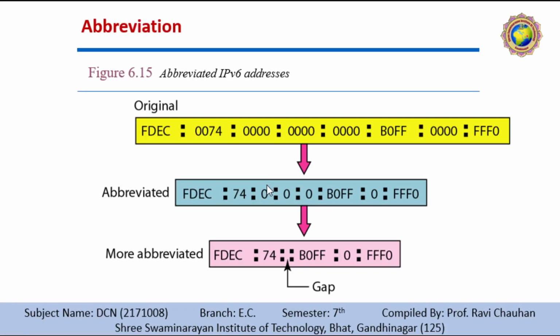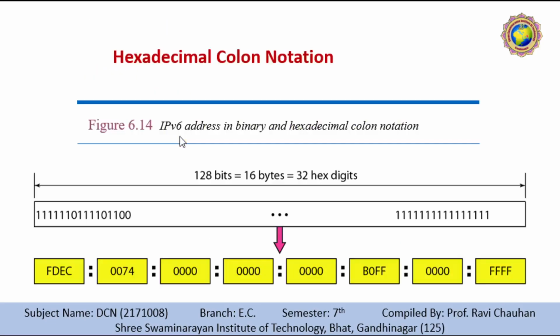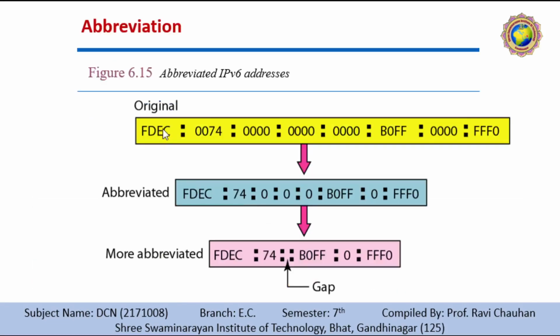Abbreviation. Although an IPv6 address is in hexadecimal format, it is very long, and many of the digits are zeros. You can see over here many of these are zeros. So in this case we can abbreviate the addresses. The leading zeros, that is, zeros before the digits in a section of 4 digits, can be omitted. Over here 0074 will be written like this: 74. 2 zeros are eliminated.